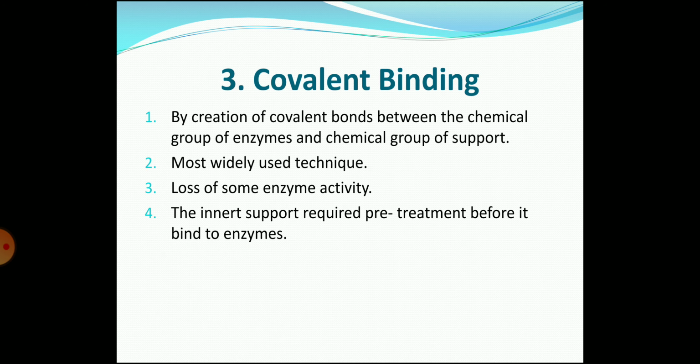Our next is covalent binding. Here, covalent bonds are created between the chemical group of the enzyme and the chemical group of the support. Here simply we are creating the covalent bonding between the chemical groups of enzymes and the chemical groups of support. It is the most widely used technique. Here some loss of enzyme activity happens and the inert support requires pre-treatment before it binds to enzymes.